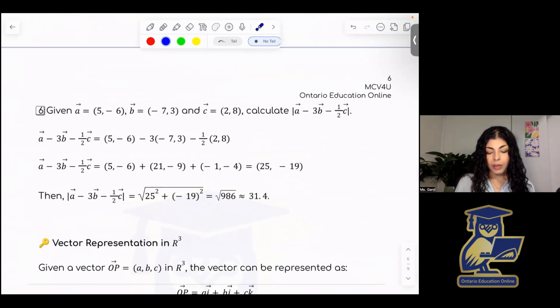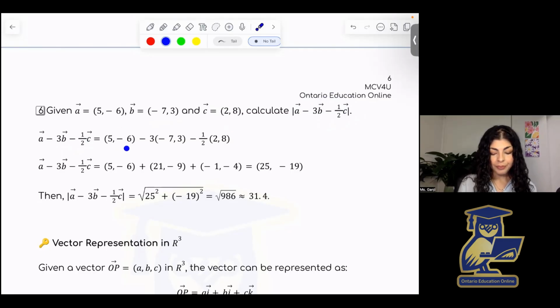Now, we're given three vectors here, given by their component form. So vector A is 5, -6, vector B is -7, 3, and vector C is 2, 8. And we're asked to calculate the magnitude of A minus 3B minus half of C. So really, what we have to do first is find what this expression is as just one vector. So A minus 3B minus half of C.